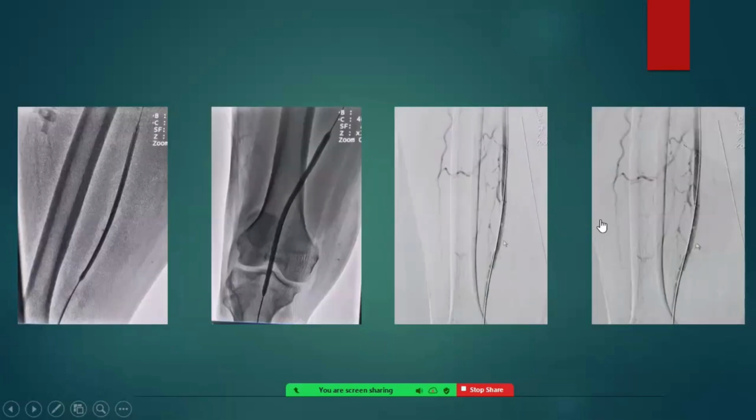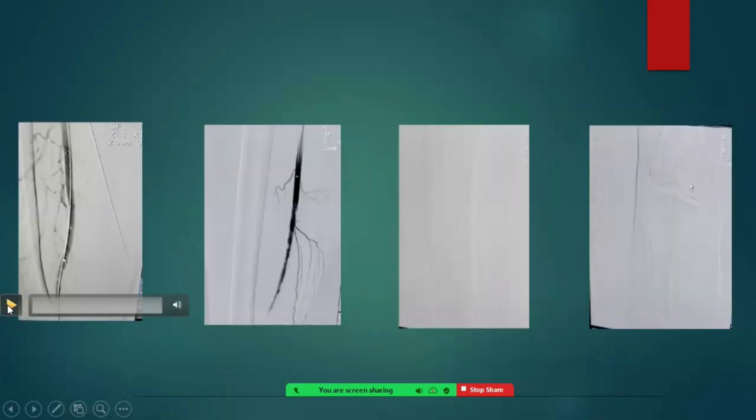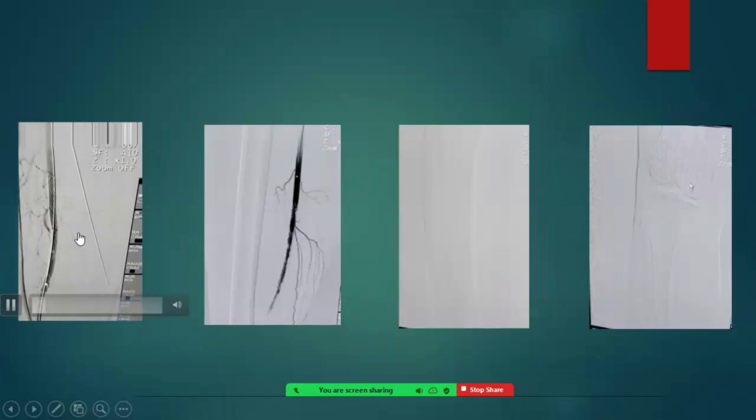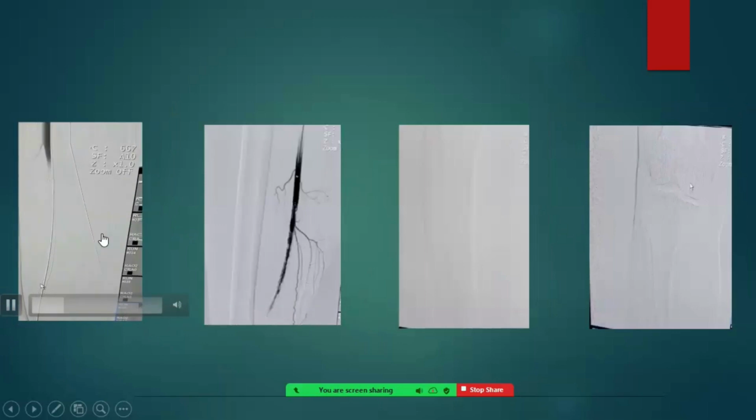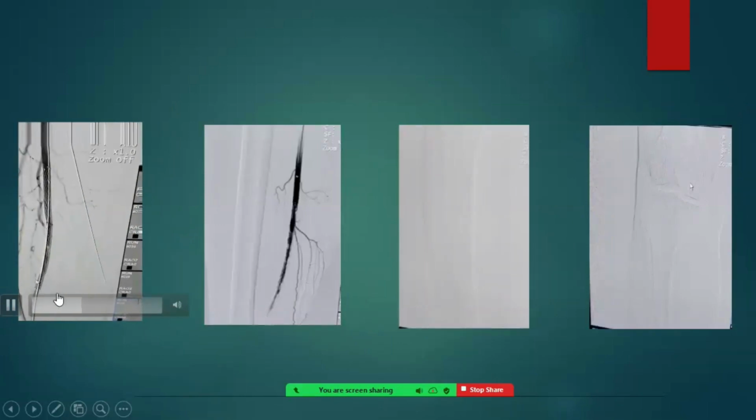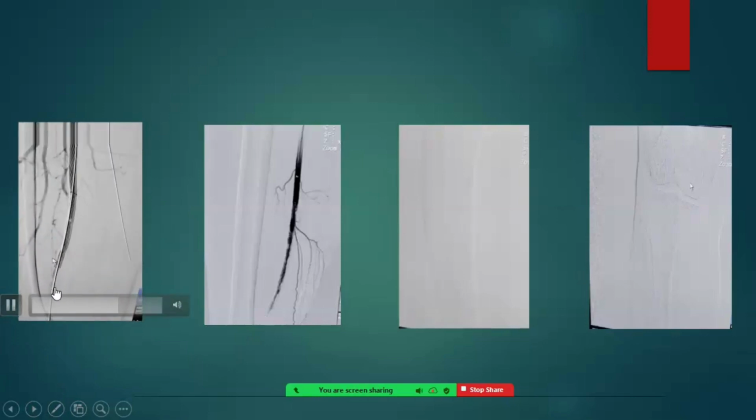Now after ballooning, we put the stent, but in this case a little bit of shortening of the stent occurred, so we were not able to cover the lesion with the proper length. That's why a certain area was left behind. This caused thrombus formation within the stent.